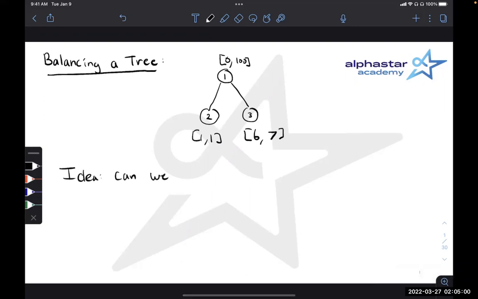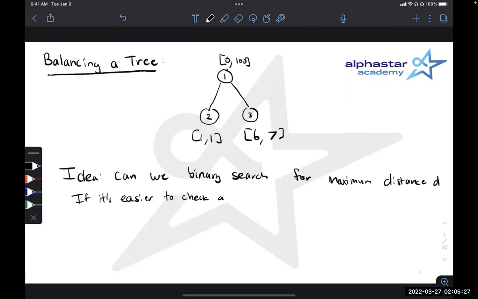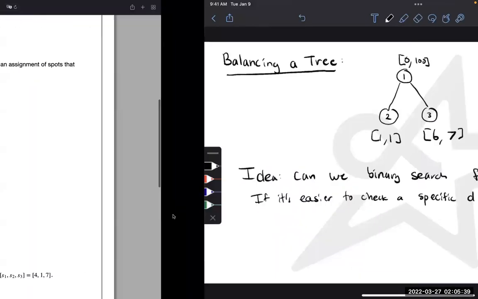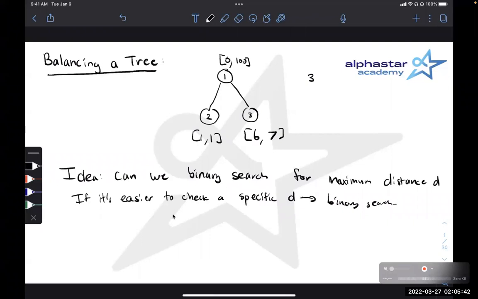can we binary search for the answer? So if we knew the maximum distance d, is it easier, right? Then we might want to binary search. So in this case, let's say we're checking this with d. In this case, the answer is 3. So let's see, can we see if 3 works?